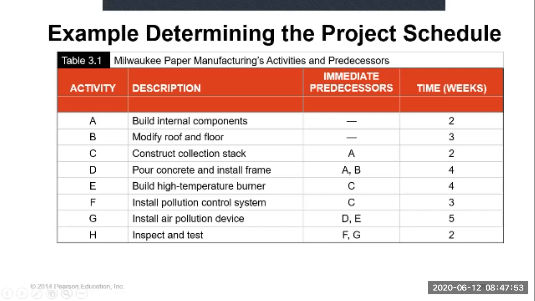This is the time or duration for each activity. The duration for A is 2 weeks, for B is 3 weeks, for C is 2 weeks. So this is the duration for each activity.